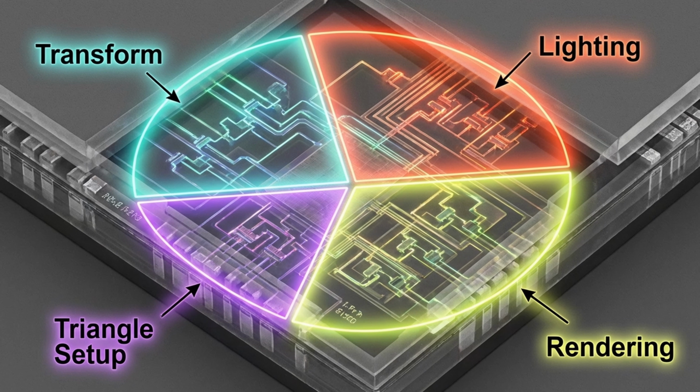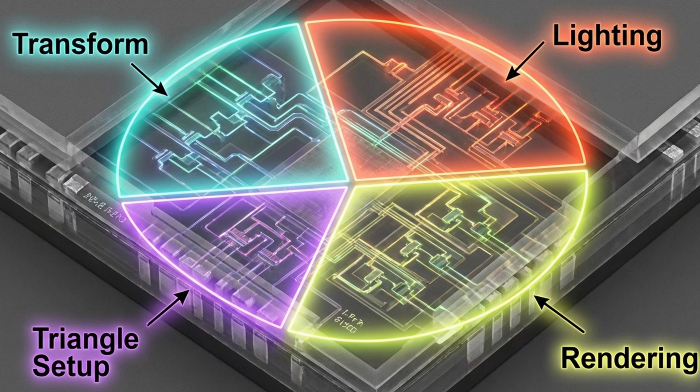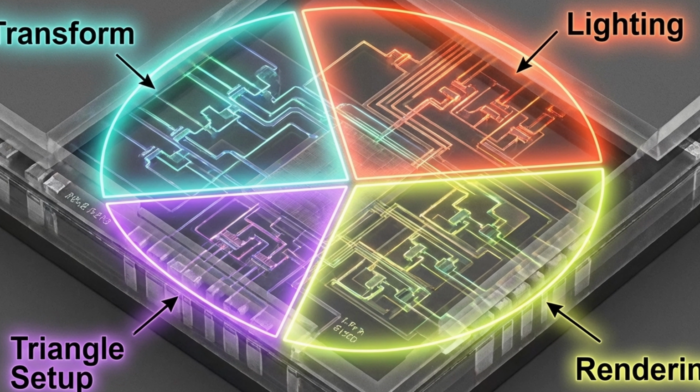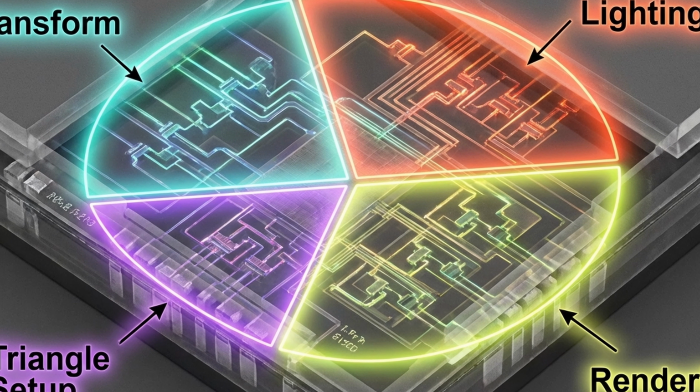To qualify as a GPU, NVIDIA defined the hardware as a single-chip processor that integrated transform, lighting, triangle setup, and rendering engines directly onto a single silicon die.